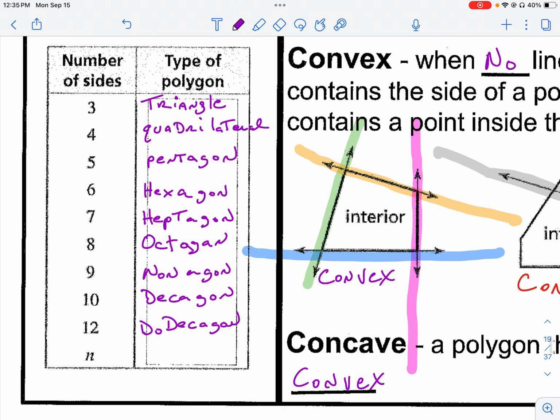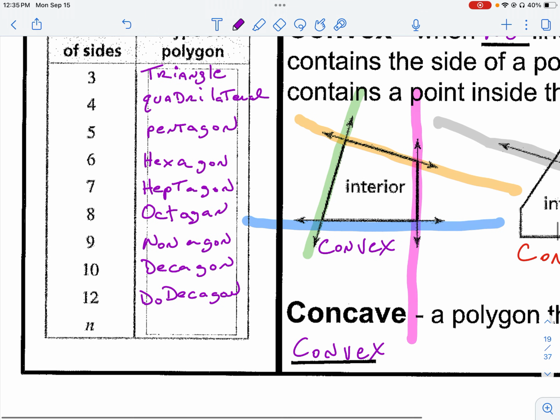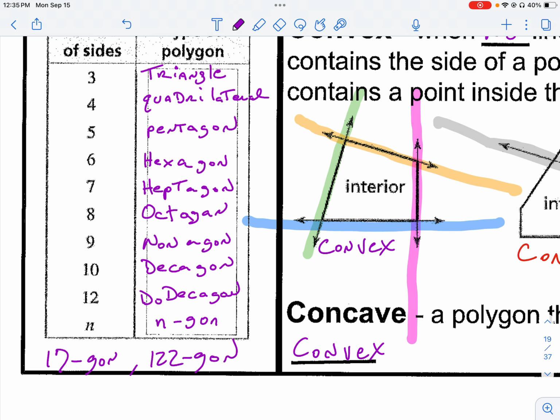Then we have n. And in math, usually when we have n, it means number. So everything else we're just going to call an n-gon. So if it's a 17-sided polygon, it is a 17-gon. If it's 122 sides, it's a 122-gon. Because there's an infinite number of possibilities and we have to be able to account for them all. So n-gon was invented.